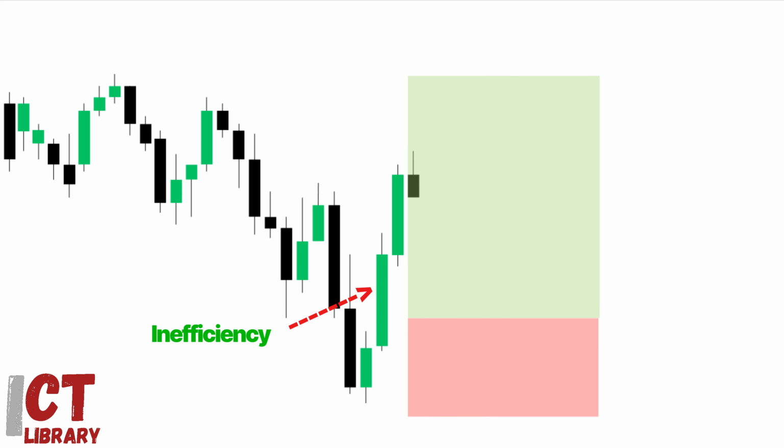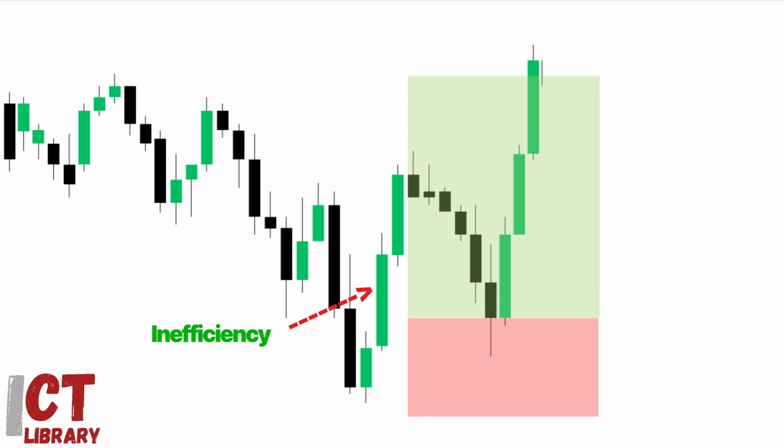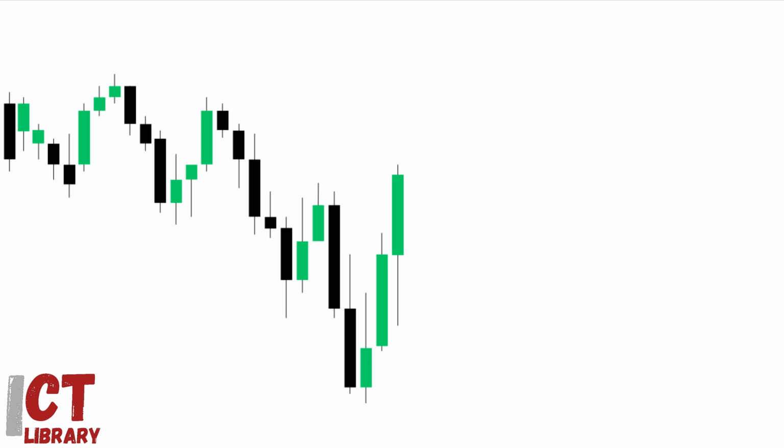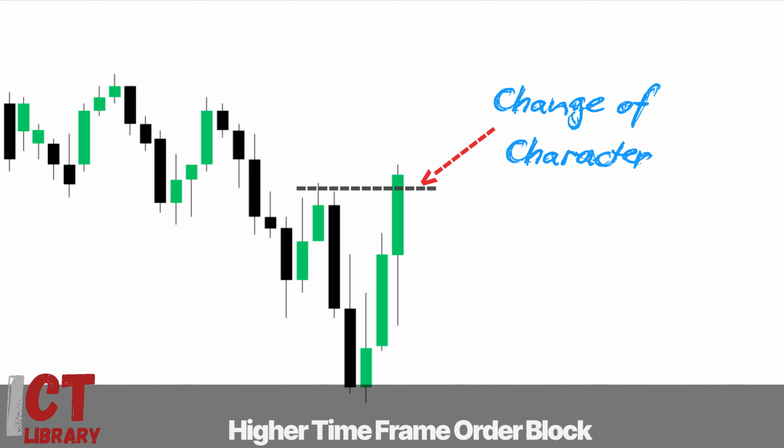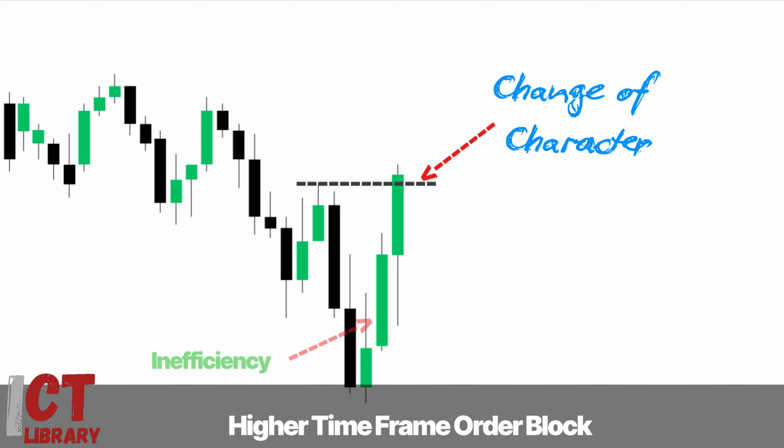If price moves in our favor, we trail our stop loss beneath market structure each time a new higher low forms. This allows us to ride the trend until price reaches a higher time frame supply zone, where we exit the trade. The second pattern appears when we have a change of character, but no inefficiency is present.